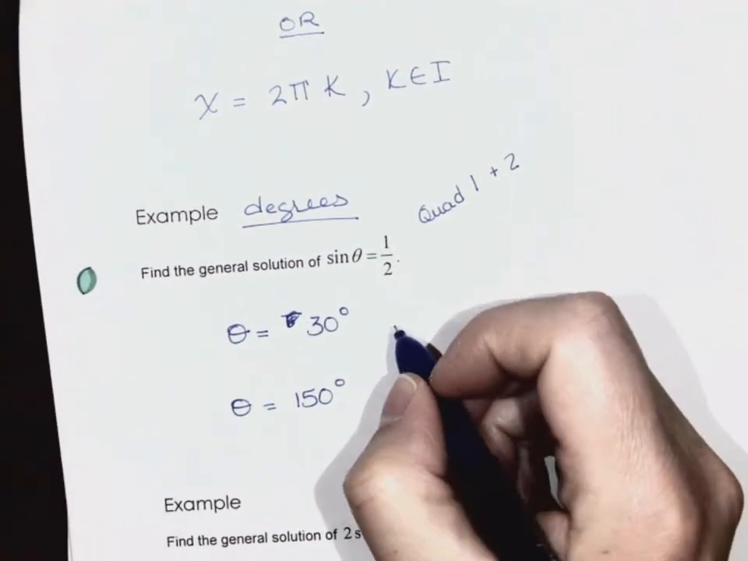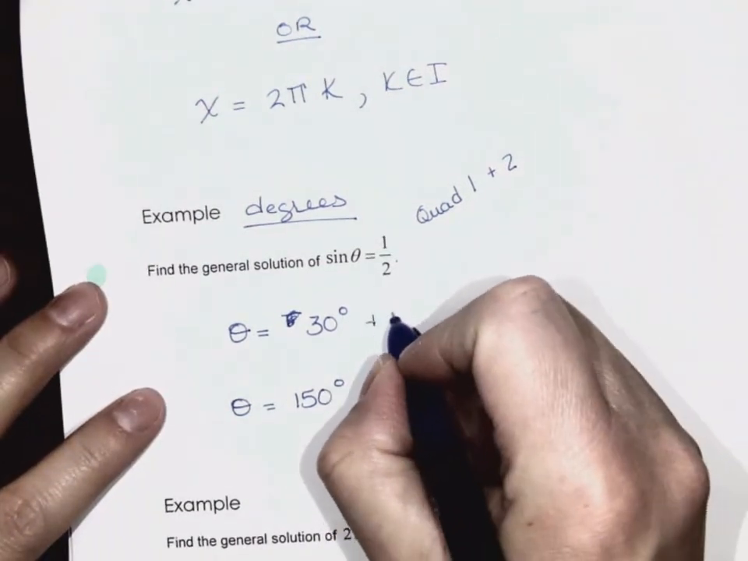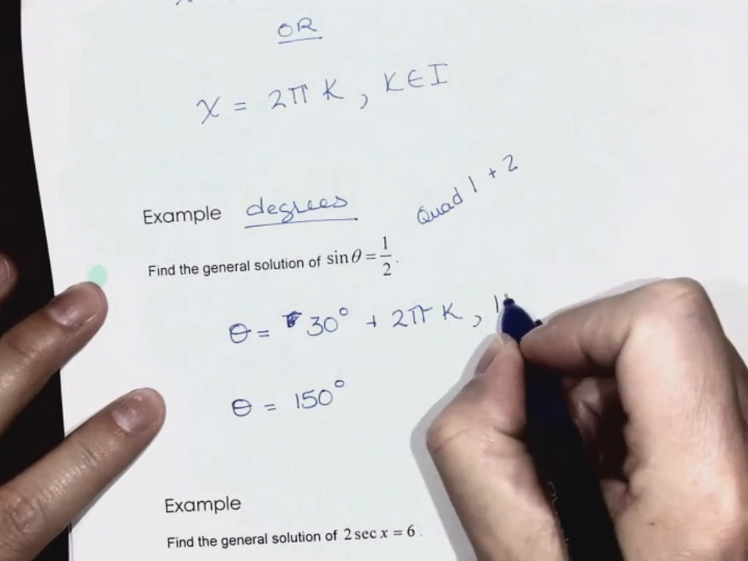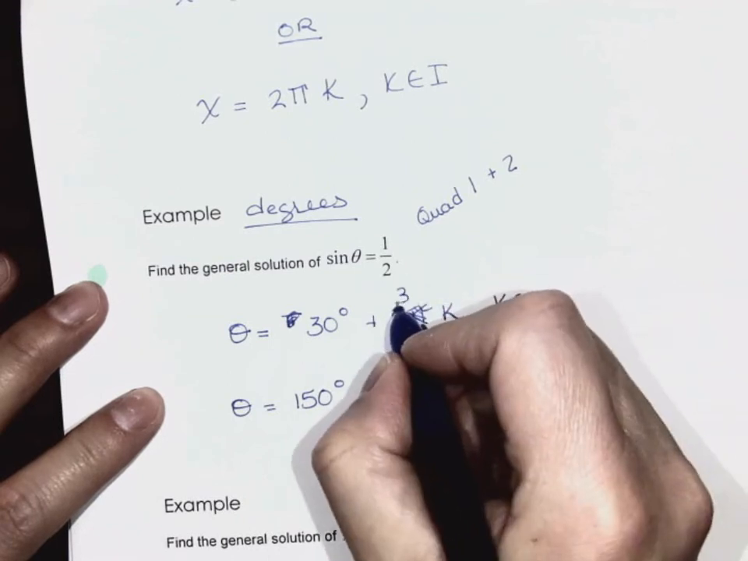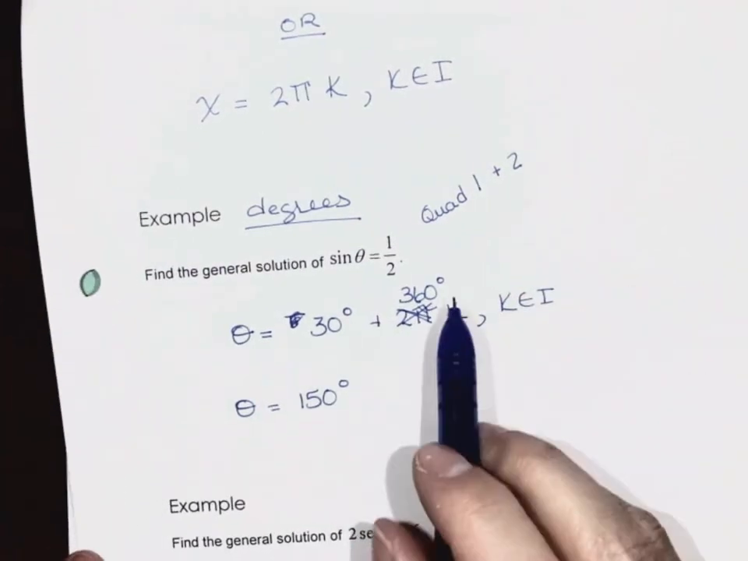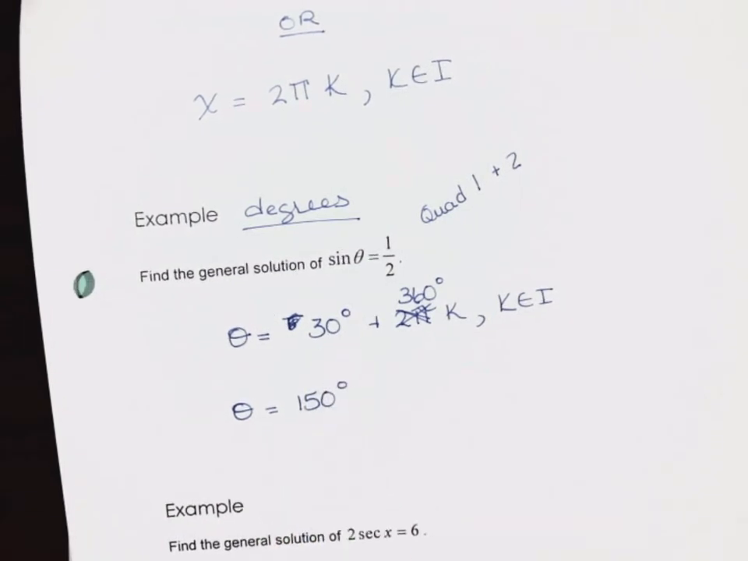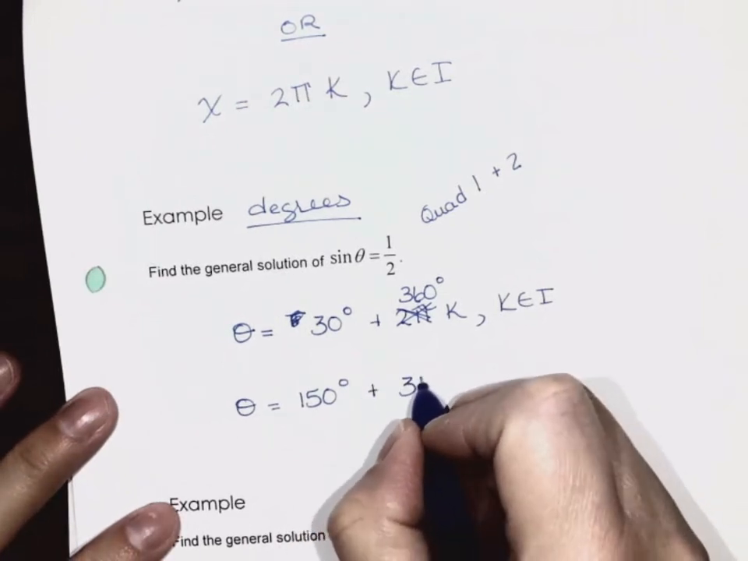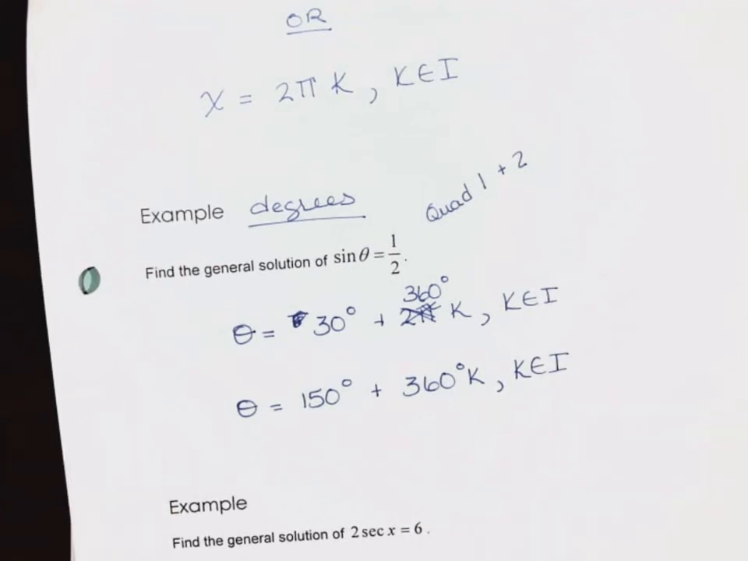So you have to do a general solution for both of those answers. Because if I add 2 pi k, where k is an element of the integers, why is it 2 pi? It's not 2 pi. It's 360. This is why we have to practice. If I add 360 to 30, do I get to 150? No, they're unique, so you have to treat them uniquely. And that's it for your general solutions. That's the answer. But you need to list both of them. If you only list one, you won't be fully correct.